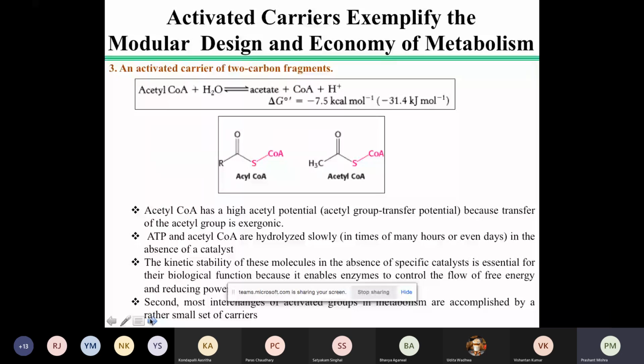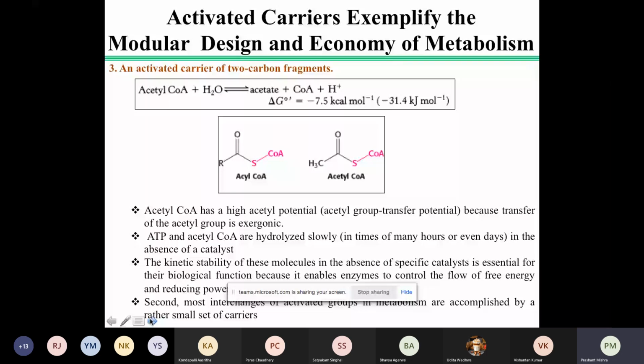That means it transfers the acetyl group, and this transfer is an exergonic process, and because of that, the process will happen spontaneously whenever the enzyme is present. So ATP and acetyl CoA are hydrolyzed slowly. This is a very interesting point.